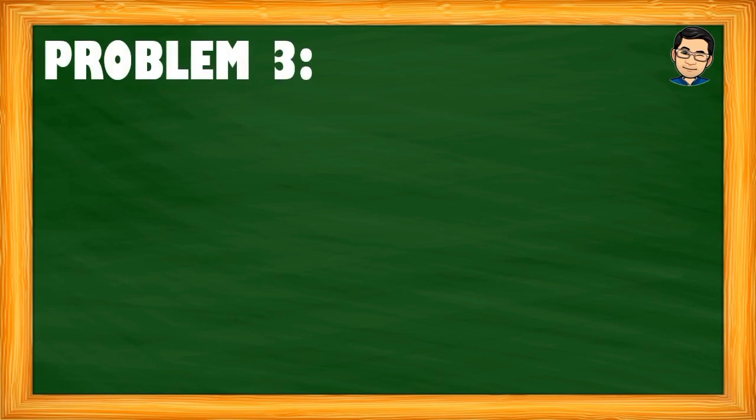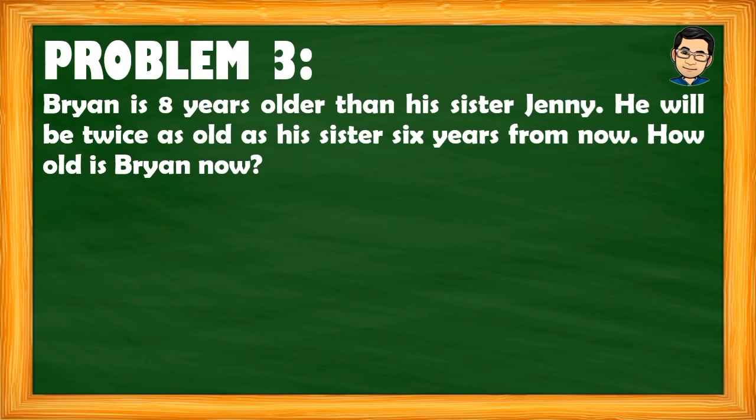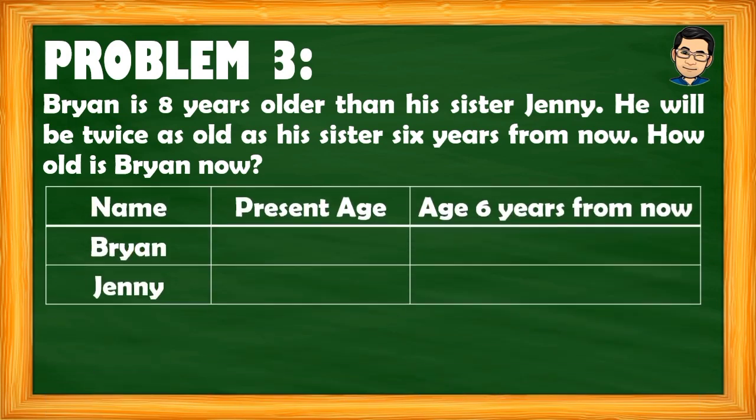So, for the next problem, we'll have an age problem. So, yung naunang dalawang problems po, number problems po iyon. So, Brian is 8 years older than his sister, Jenny. He will be twice as old as his sister 6 years from now. How old is Brian now? So, based dito sa problem natin, pwede tayo mag-come up ng table para mas makita natin nang malinaw kung paano i-represent yung mga data sa given problem.